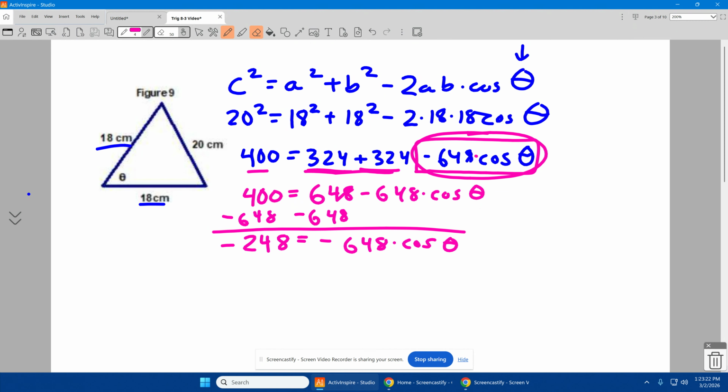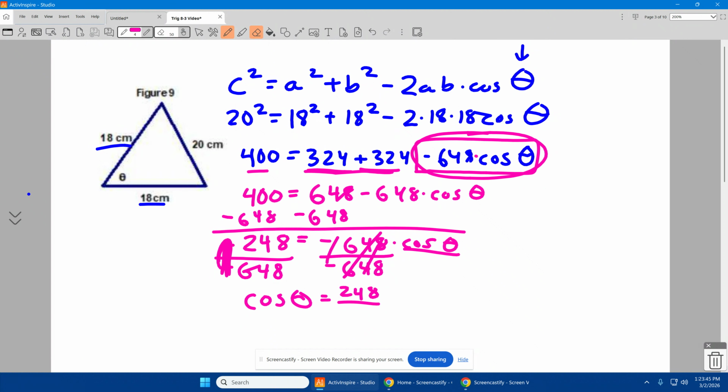I now need to get cosine of theta by itself. I divide by negative 648. Negative divided by negative is positive, so those sort of cancel out. So we end up really with cosine of theta right here, because these cancel out. Cosine of theta equals 248 over 648.